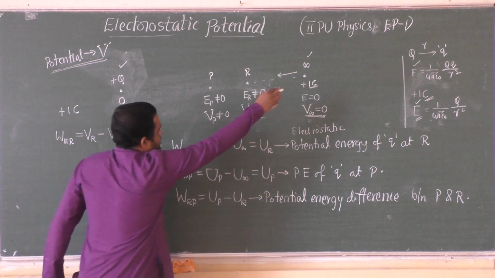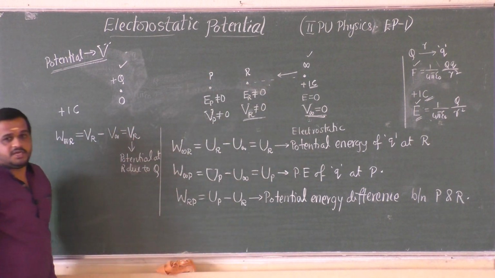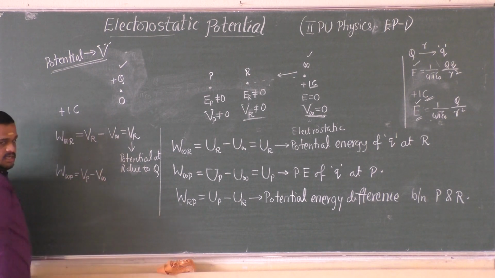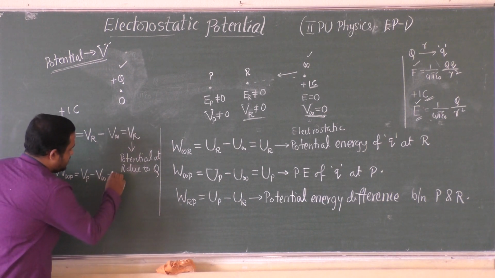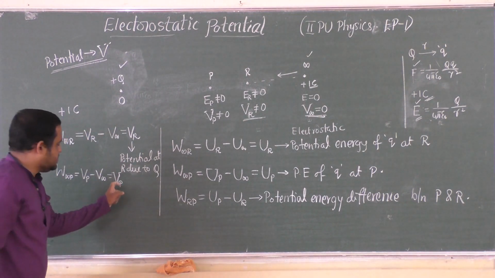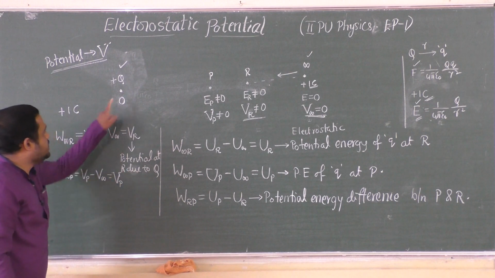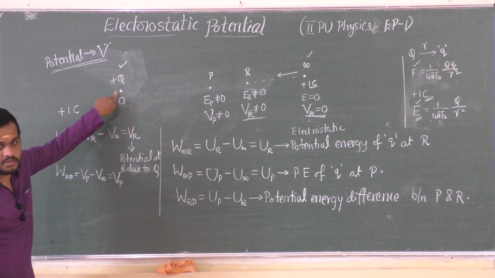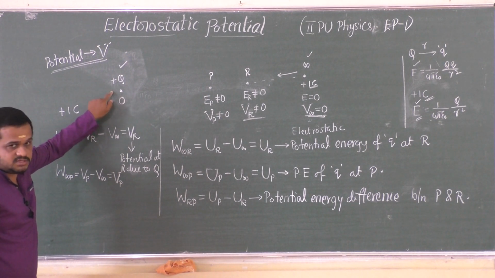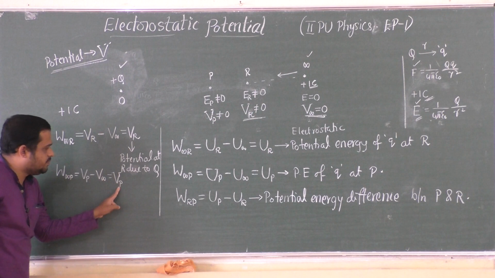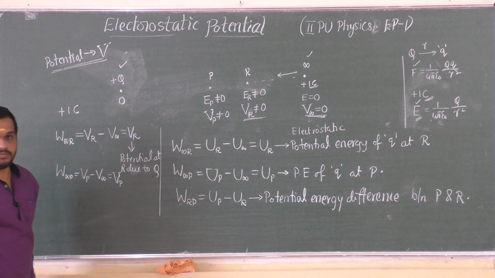Similarly, if you consider the movement of unit positive charge from infinity to point P, under that condition the amount of work done from infinity to point P is equal to Vp minus V infinity, the potential energy difference. V infinity is 0, therefore this is Vp. Now what is Vp? It is electric potential at point P due to source charge Q, because in the electric field of this source charge, we are shifting unit positive charge.